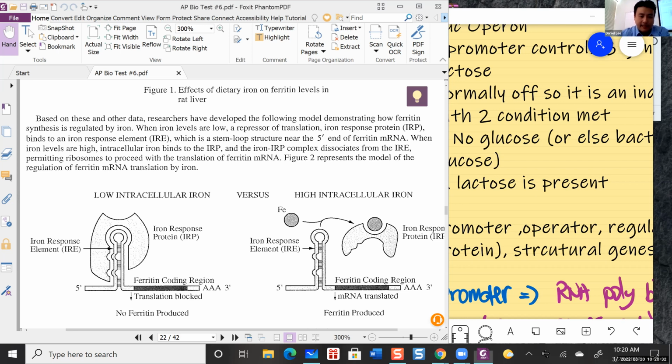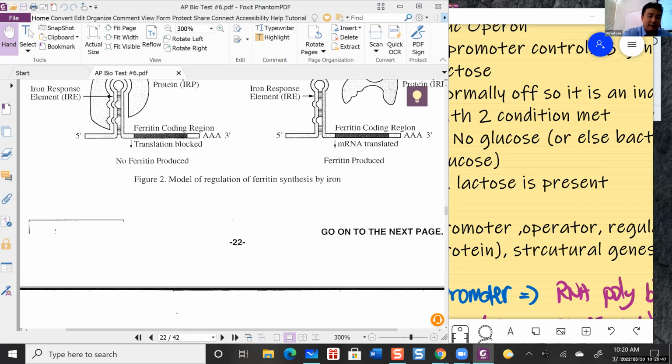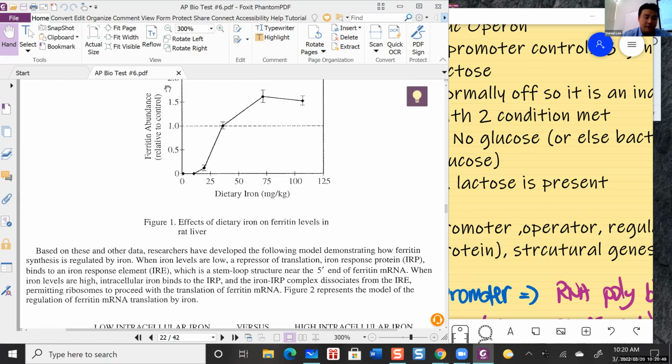Okay, let's look at the question now. Number 30. Based on the data in figure 1, we got to go back to figure 1. The concentration of iron in a control diet used in the investigation is most likely what? So we're looking for figure 1, concentration of iron. Okay, control. So this is your control. Relative to control is 1. So they're looking for this number right here.